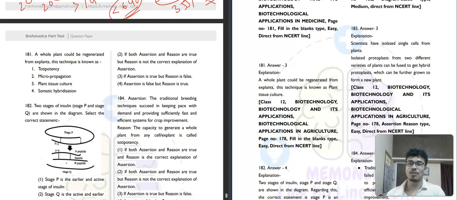A whole plant could be regenerated from an explant. This technique is known as plant tissue culture. Third option. Don't get tempted by the option totipotency, that is different. Then question number 182.